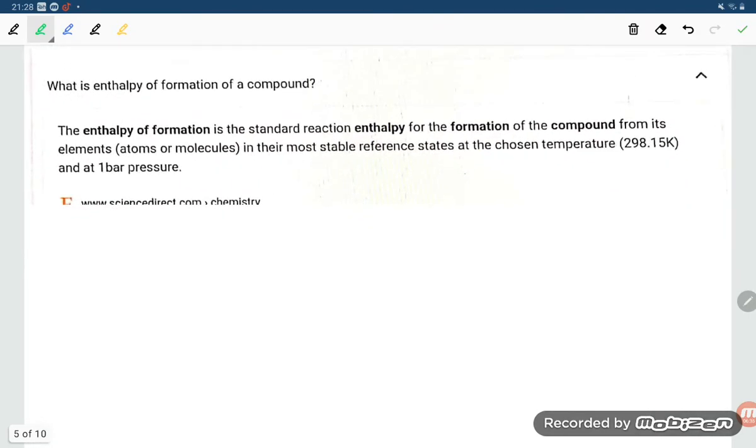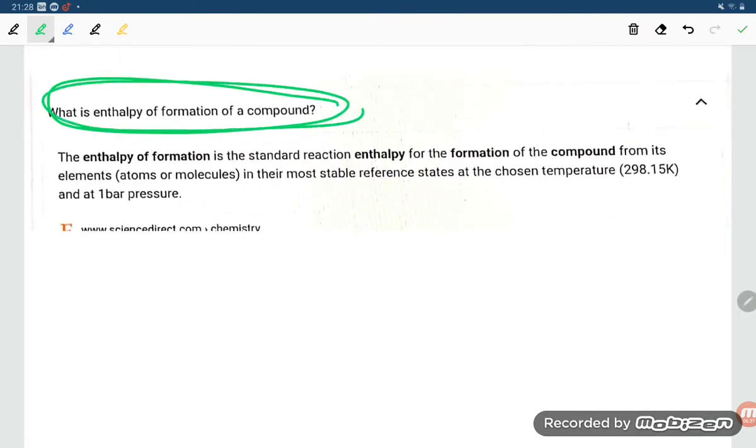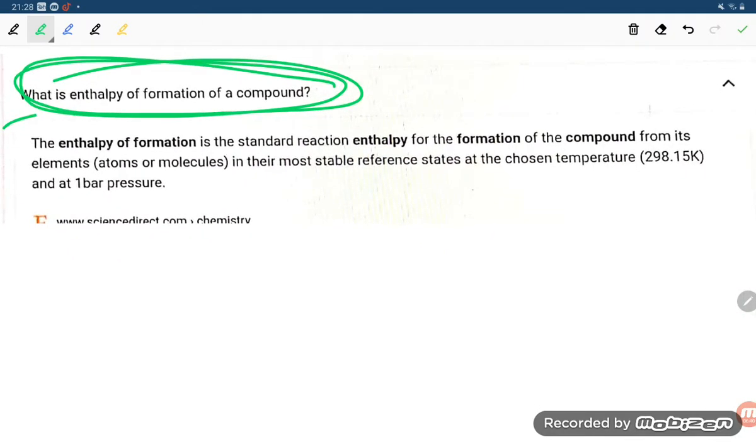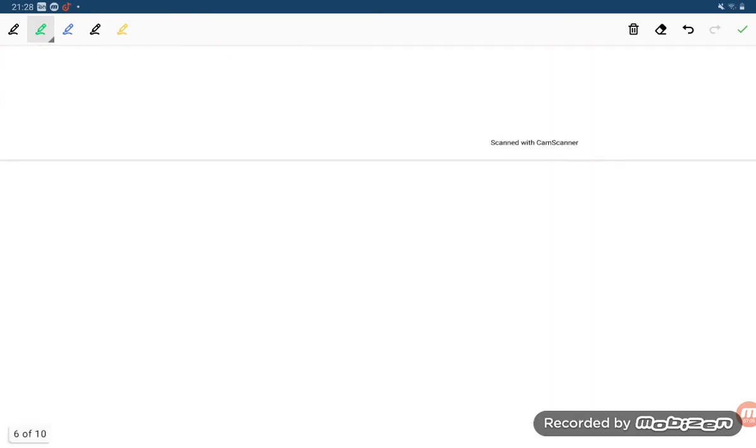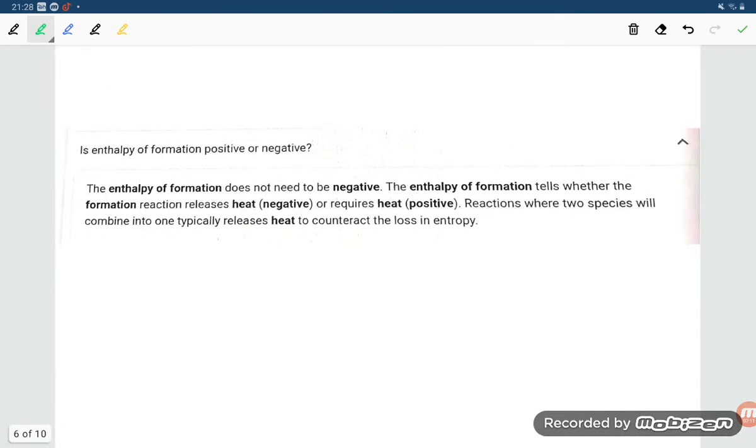Now, what is enthalpy of formation of a compound? The enthalpy of formation is the standard reaction enthalpy for the formation of the compound from its elements, atoms or molecules in their most stable reference state at the chosen temperature, that is 298.15 Kelvin and 1 bar pressure. So if you are forming from their standard elemental state, that will be the standard enthalpy of formation at the standard temperature and pressure.